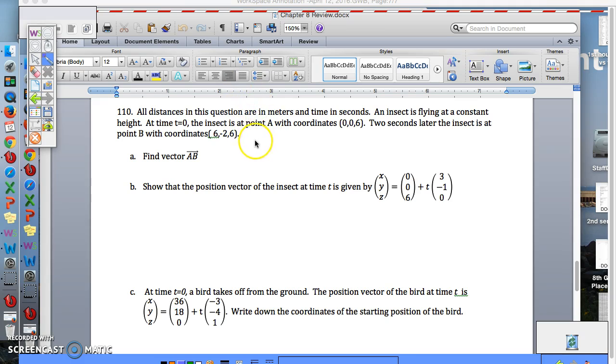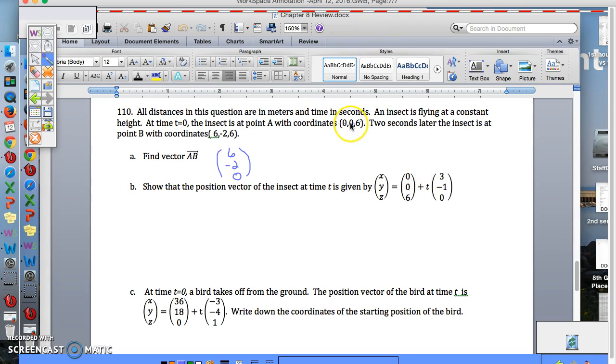Excuse me, sorry about that. Negative 2 and 6. Find AB. Well, 0 to 6 is going up 6. 0 to negative 2 is down 6. 6 to 6 is 0. Show that the position vector of an insect at time t is given by this vector.